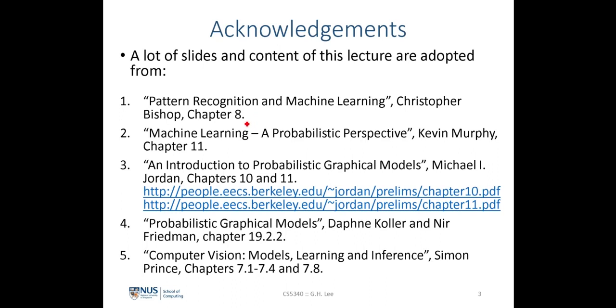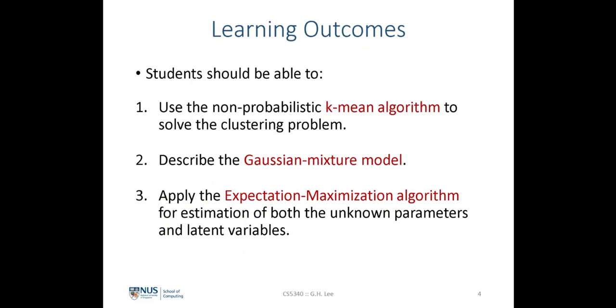I also refer to some other reference textbooks such as Kevin Murphy, chapter 11, and the unpublished textbook written by Michael Jordan, which you can get from these two links, as well as the textbook written by Daphne Koller and Simon Prince. I strongly encourage every one of you to take a look at these references if you are interested. Hopefully, by the end of today's lecture, you will be able to solve the non-probabilistic k-means algorithm to solve what we call the clustering problem.